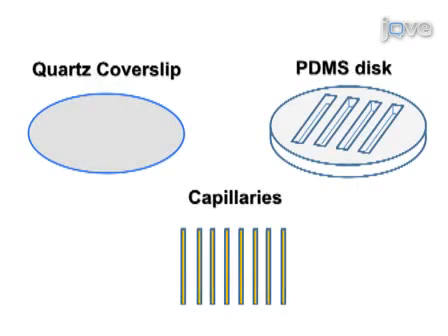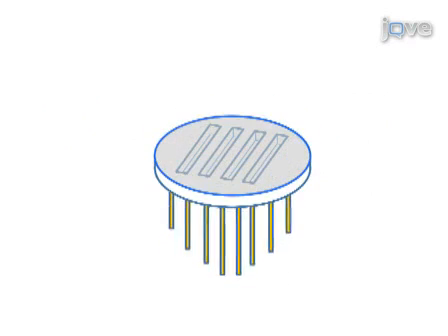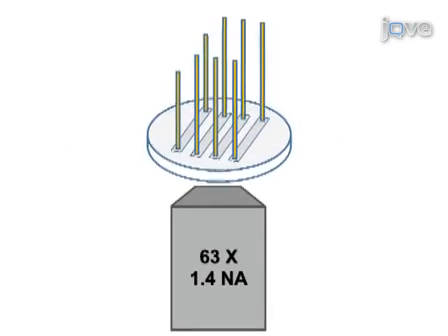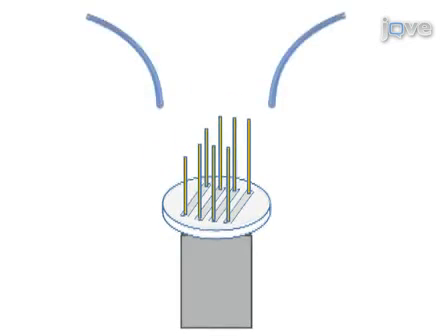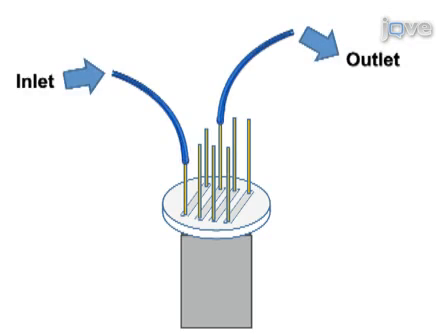The cell is made by fusing a patterned PDMS disc to a quartz cover slip. The assembled cell is then mounted on the fluorescence microscope, and flexible tubings are connected to the capillaries to allow the easy exchange of solutions through the chambers.